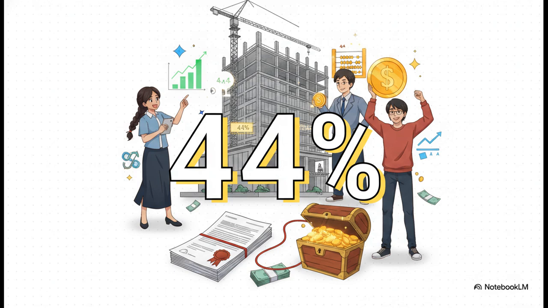Oh, a super vital rule right here. Always, always round off your percentage. No decimals, okay? So, because we're 44% complete, we can safely recognize 44% of our total 10 million ringgit contract price as our revenue for this year. That comes out to 4.4 million ringgit. See, when you break it down step by step, it's totally manageable.